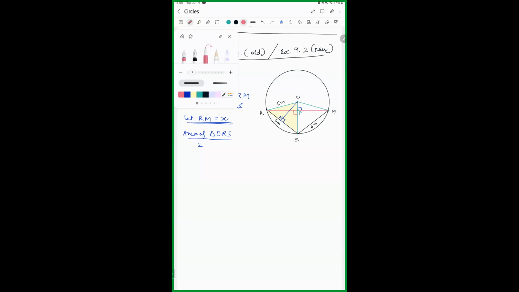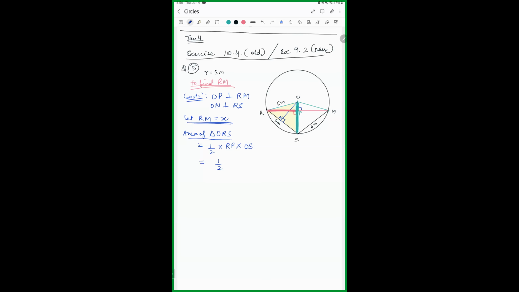Okay. So the area of triangle ORS is half into height, which in this case is RP, into OS. Forget about ON for a while; if this is your height, then the corresponding base will be this one, OS. So half into RP into OS, which is equal to half into RP is how much? How much is RP?